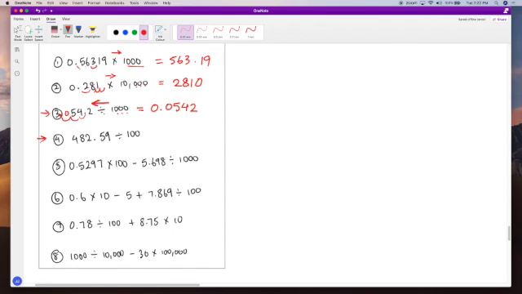4.825. Thank you very much. Divide means we're going in this way. And we have 2 zeros here, so we move 1, 2. So the answer is 4.8259.